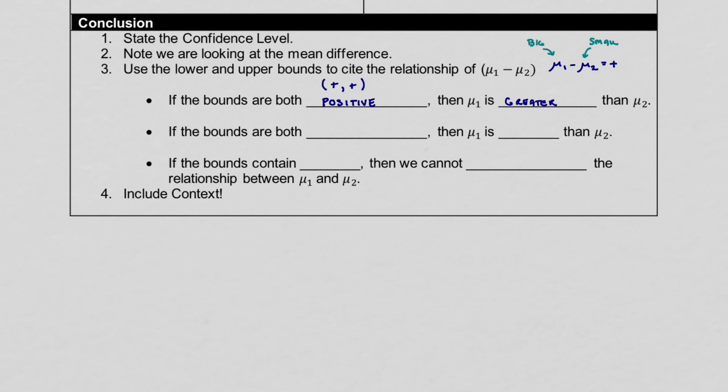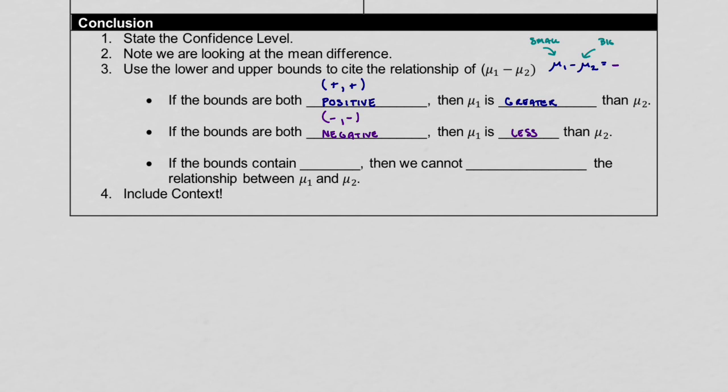Now, if we flip this around and we say that both of the bounds are negative, what does this mean? Well, I'm going to come up here and I'm going to kind of try to adjust this a little bit. There we go. So what this means is if we do mu1 minus mu2 and we get a negative number, well, the only way that that can happen is if mu1 is small and mu2 is big by comparison. Because again, that's the only way that when we're doing a subtraction problem that we're going to get a negative result. So in this case, we would say mu1 is less than mu2.